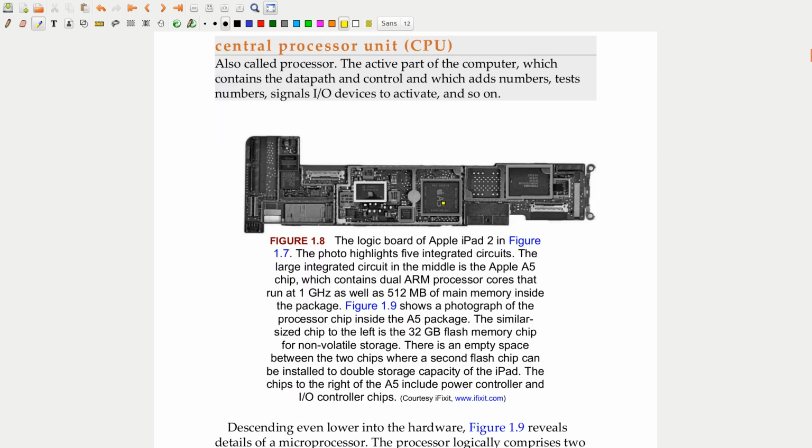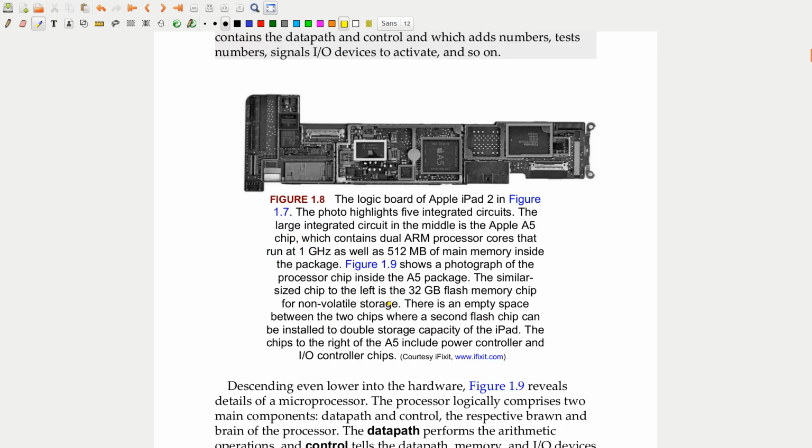Okay. So there's that A5 chip. A5 is the processor. And then I don't know enough about what these other things are. You've got a Toshiba part over here. This is probably a drive, probably like a solid state drive. And then you have, okay, the similar size chip on the left. I'm guessing this is going to be your memory. So, a 32 gig flash memory chip for non-volatile storage. Or, yeah, I think they mean this one. Okay, that's fine. I think we're good.